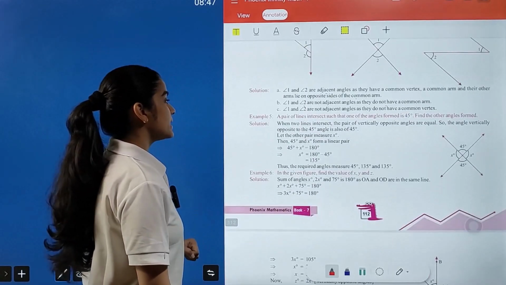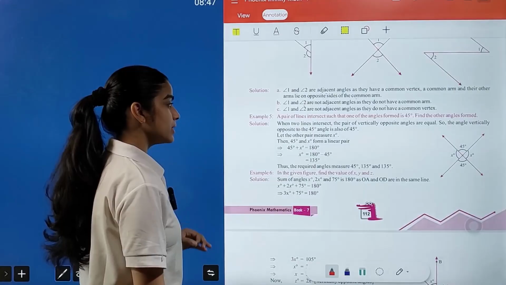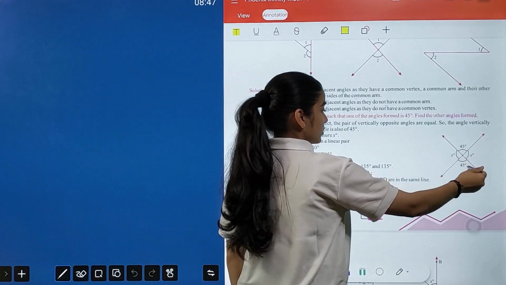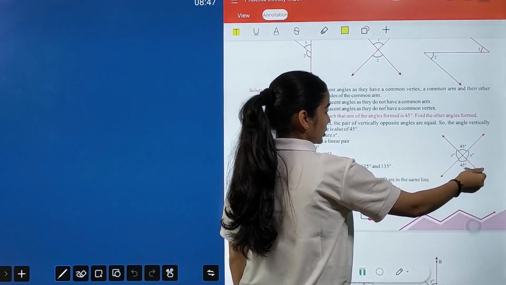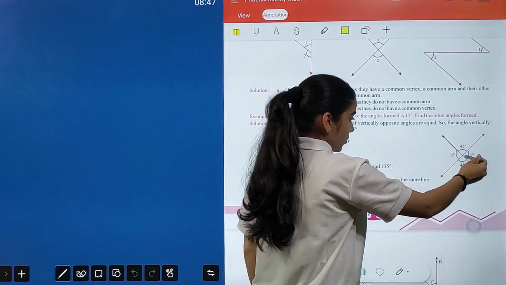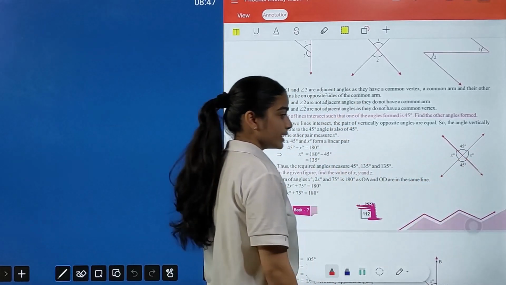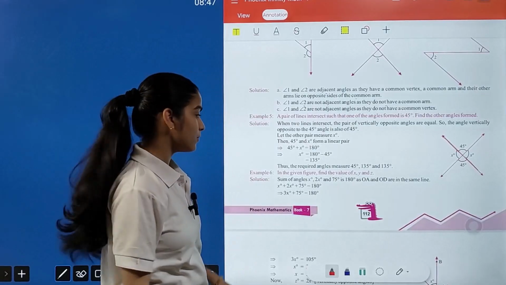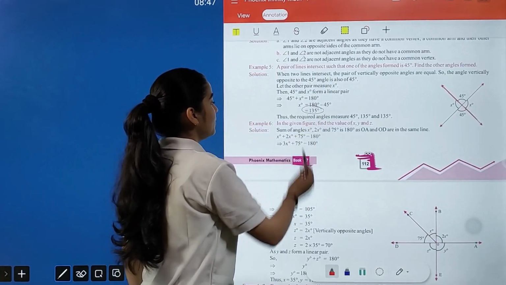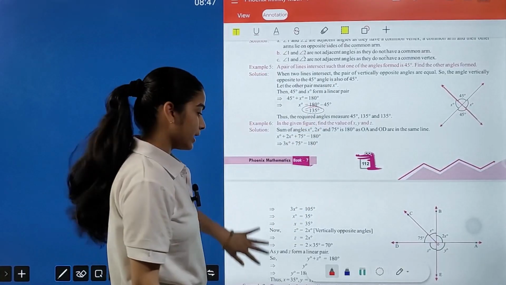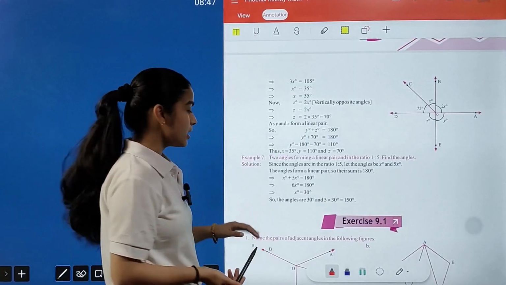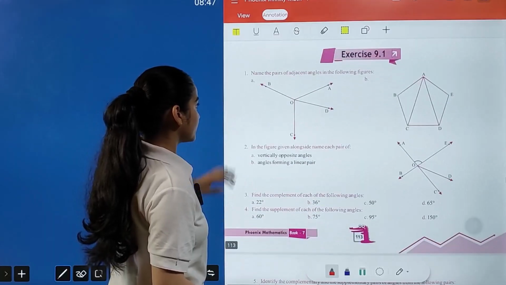A pair of lines intersect such that one of the angles formed is 45 degrees. Find the other angles formed. So if this is 45 degrees, it means this is also 45 degrees according to vertical opposite angles, and we already know that the angles formed on the same line have a sum equal to 180 degrees. So you have to subtract 45 from 180 degrees and you will get your answer, which is 135 degrees. In the same way, you just have to find their sum by considering the properties of the pairs of angles we covered in the above section.